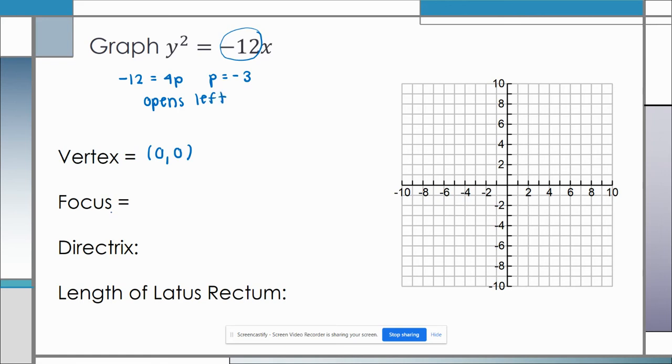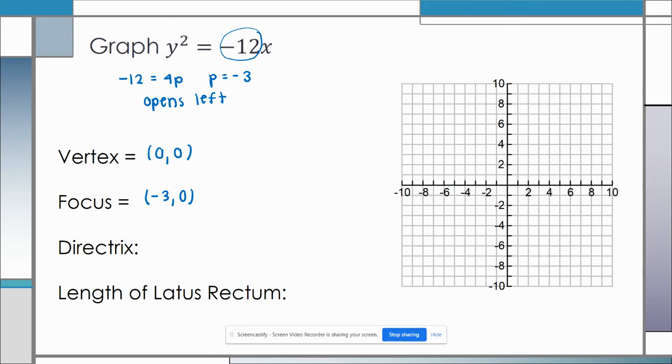So that means that my focus point is going to have to be to the left of my vertex. And so that means if I'm moving right or left, I'm focusing on the first number in my vertex. So I'm going to move 3 to the left of 0, which would give us (-3, 0).